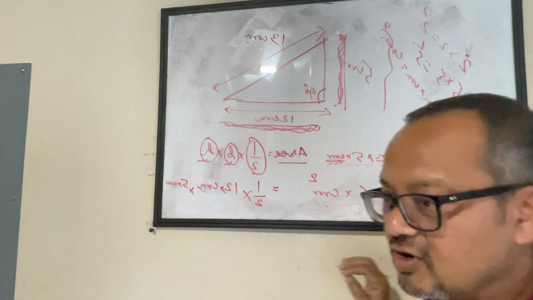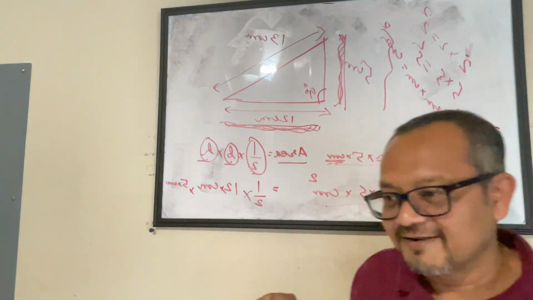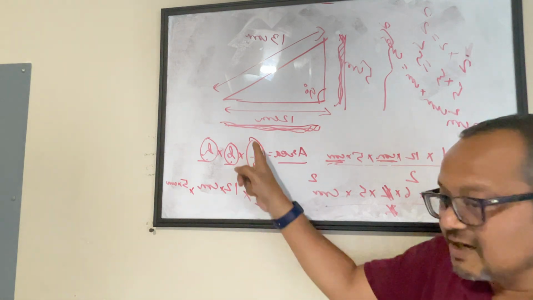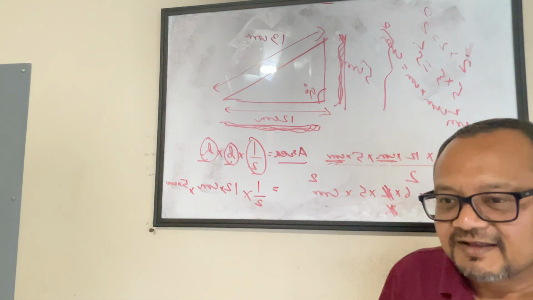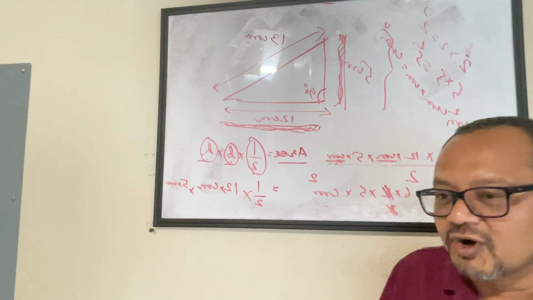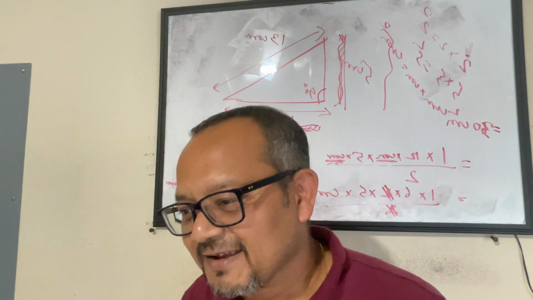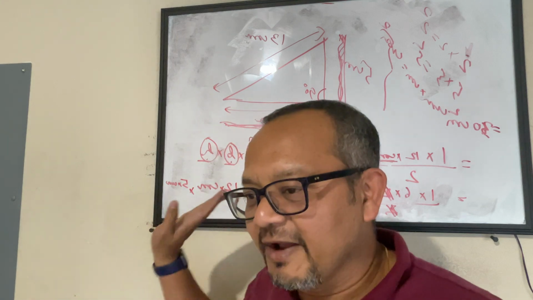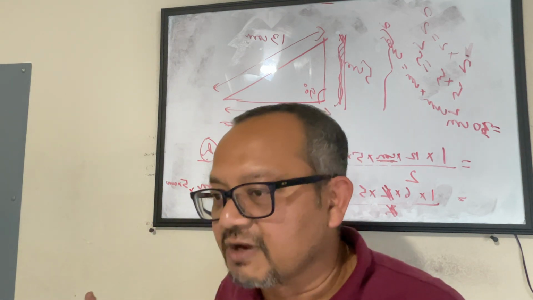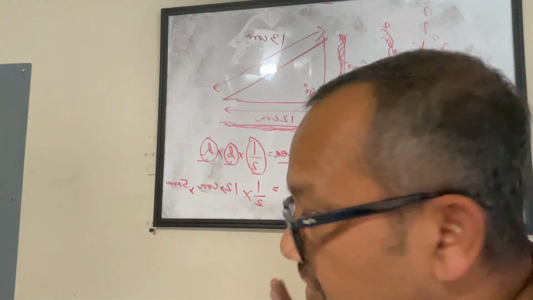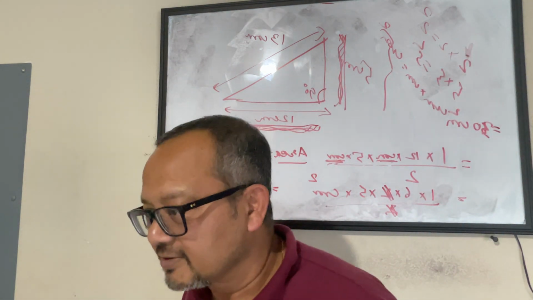Done deal. Who got 120? Because instead of dividing by 2, you multiplied by 2. Who got 196? Now you probably would know where you went wrong. It's a very straightforward way to calculate. Yeah, I actually got 30 centimeters square.